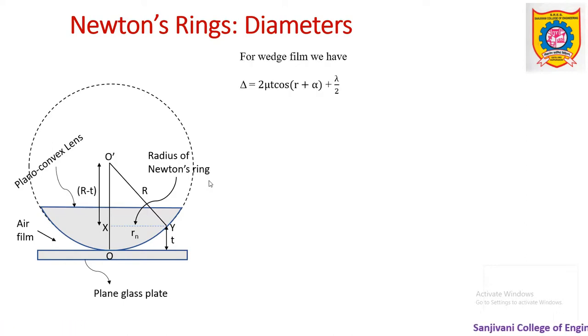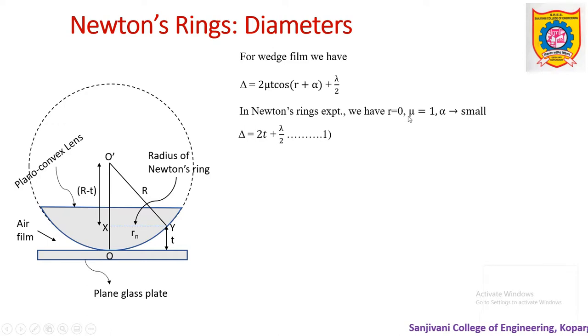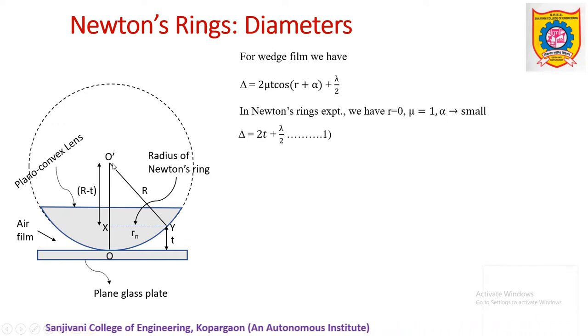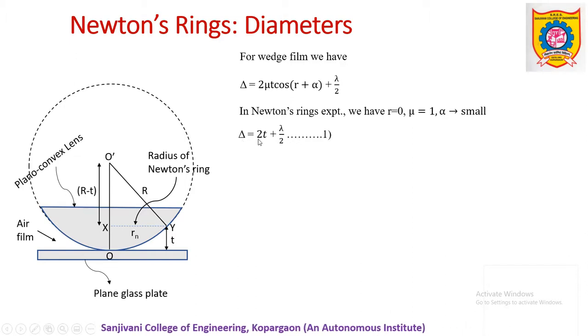Now we can recall the expression for wedge film, which is delta is equal to 2 mu t cos(r plus alpha) plus lambda by 2. As we know, in case of Newton's rings, three conditions are fulfilled. We have normal incidence, which makes r equal to 0. It is an air film, which makes mu equal to 1, and as this radius of curvature R is large, the film is very thin, and hence the angular inclination, that is the wedge angle alpha, is very small. So this equation gets modified to delta is equal to 2t plus lambda by 2.